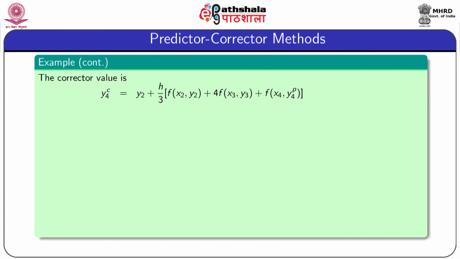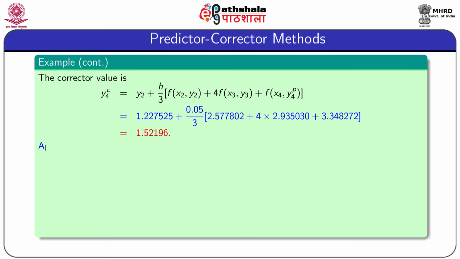The corrected value is calculated from the corrector formula given by the following expression: y4c, that means the value of y at x equal to 0.20, is equal to y3 plus h by 3 into f of x2, y2 plus 4 into f of x3, y3 plus f of x4, y4p, and these are the values of y3 and the value of f at different points. After simplification it is equal to 1.52196. So, this is the corrector value of y.